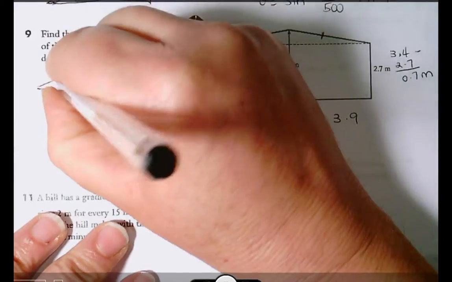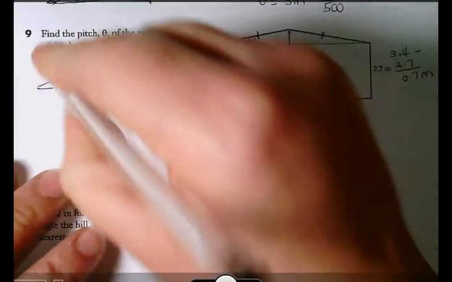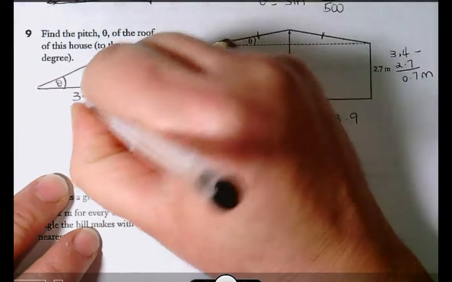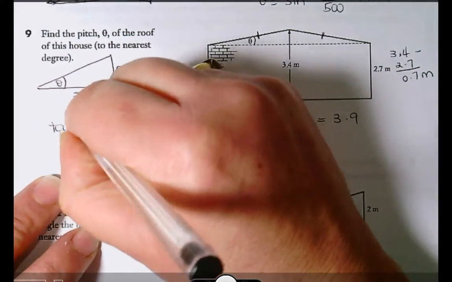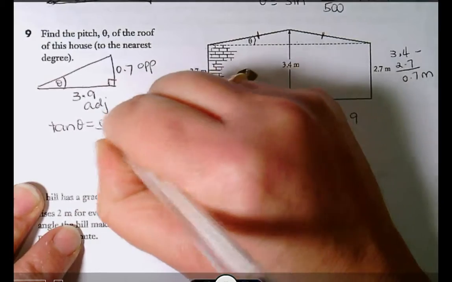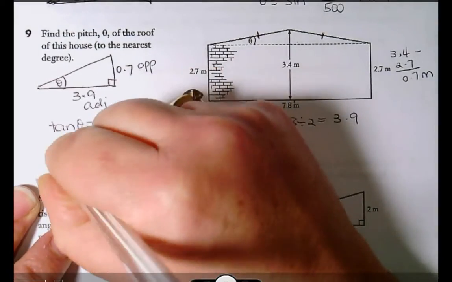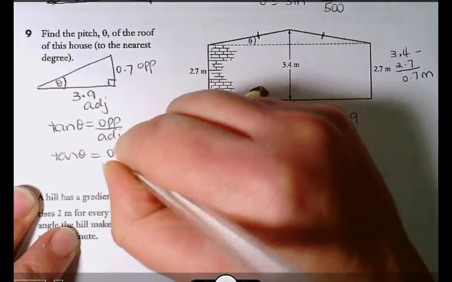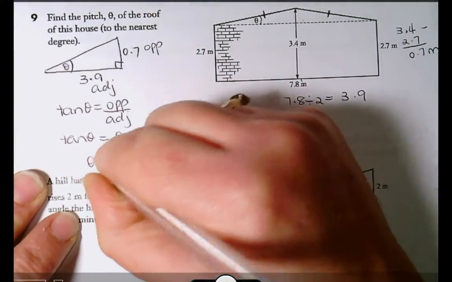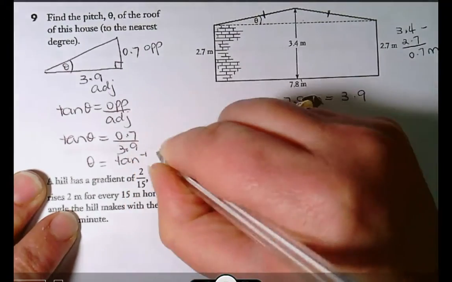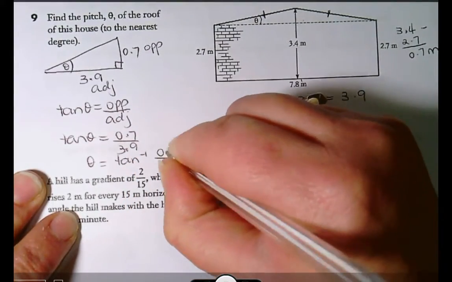So we're working out the pitch of the roof there. So we've got the opposite side and the adjacent side. We do not have the hypotenuse, so we'll be using tan. So tan theta is opposite over adjacent. So tan theta is 0.7 over 3.9. And theta is tan to the minus 1 of 0.7 over 3.9.